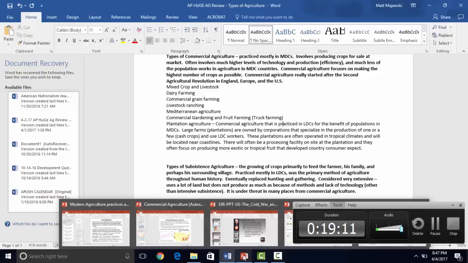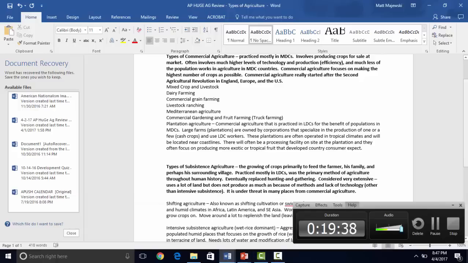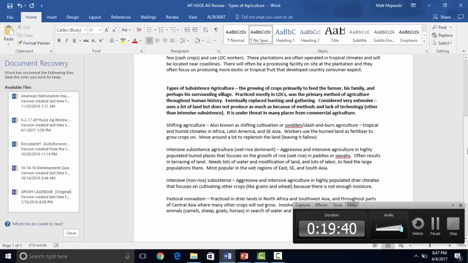All right. Commercial farms grow crops for export, for profit. They use a great deal of machinery and technology. Their goal is to try to create as intensive agriculture as they can. What we mean by that is they're going to try to grow the maximum amount they can on the land that they have. All right? Subsistence agriculture is growing crops for your own needs, as opposed to selling them. It's designed to feed the farmer, maybe the surrounding village, but that's it.